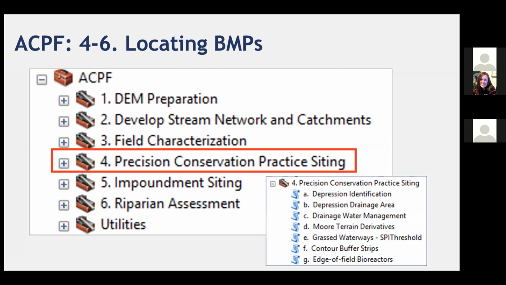I'm going to start by talking about step 4, which is precision conservation practice siting. There are 7 steps in that tool: depression identification and drainage area, drainage water management, more terrain derivatives, and then we look at grass waterways, contour buffer strips, and edge of field bioreactors.